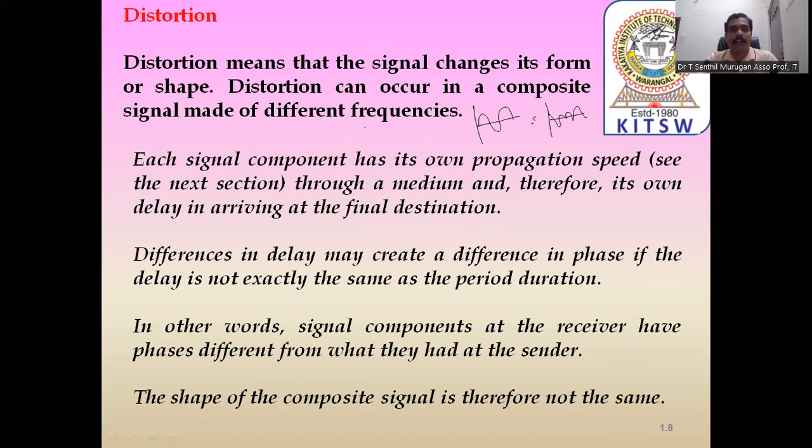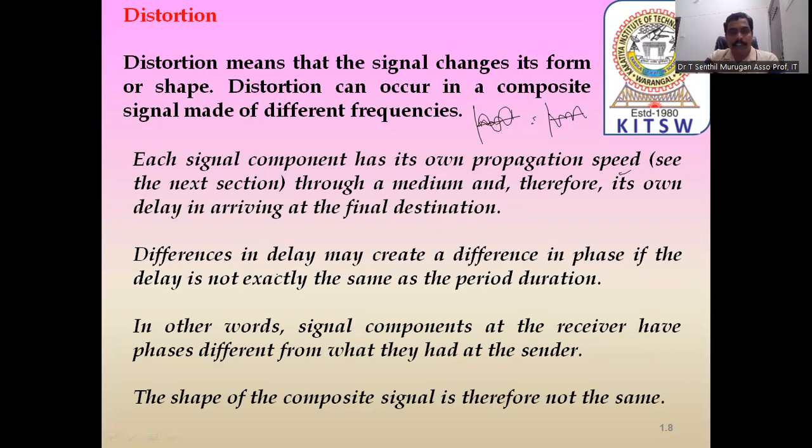Distortion can occur in a composite signal made of different frequencies. How will it be changed? A composite signal means many signals transmitted at a time. Each signal component has its own propagation speed. So different signals will be transmitted with different propagation speeds through a medium, and therefore each has its own delay in arriving at the final destination.